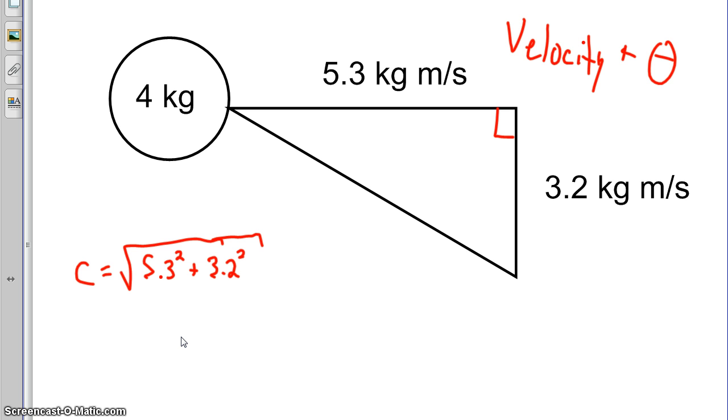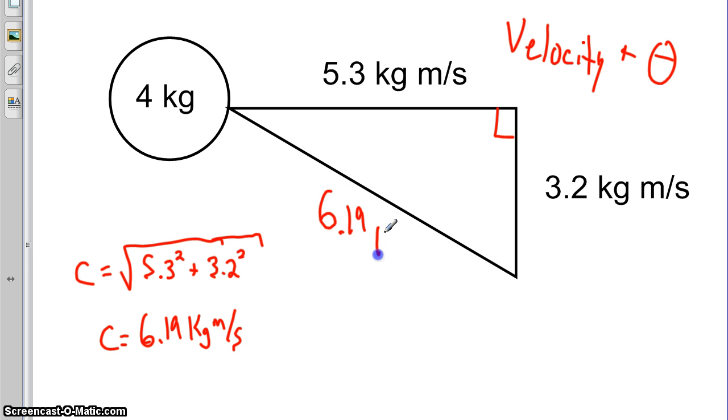So I have my Pythagorean theorem set up here. I'm going to take the square root of, on my calculator, 5.3 squared plus 3.2 squared. Sorry, I typo. 5.3 squared plus 3.2 squared. And I got 6.19 for C. So C is going to be equal to 6.19 kilogram meters per second. That's my hypotenuse in this momentum triangle.